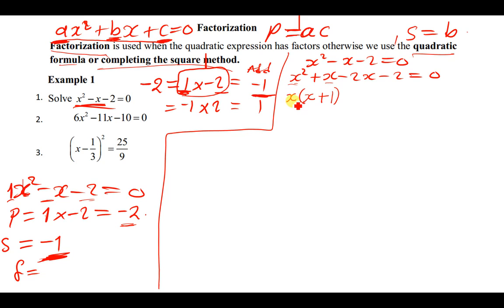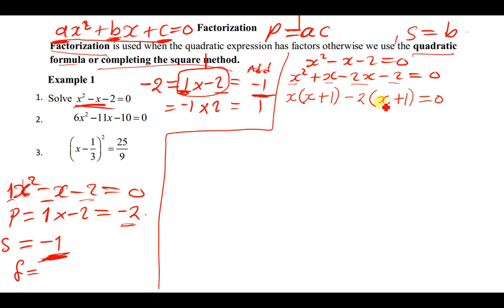So this should be such that if I multiply x times x, I'll get x squared. X times 1, I'll get x there. And then the common factor between negative 2x and negative 2 will simply be negative 2. So when you factorize negative 2 from negative 2x, you just remain with x. And then when you factorize negative 2 from negative 2, you get positive 1. Then you say this is equal to 0.